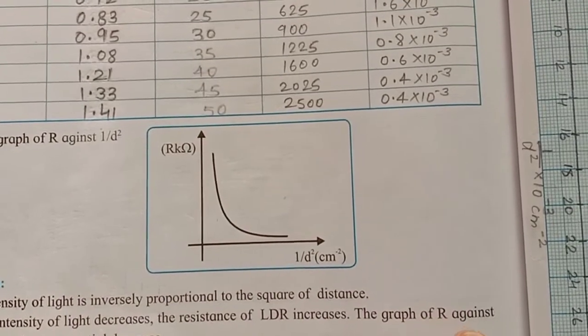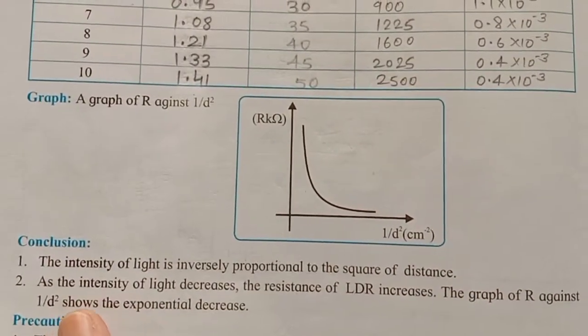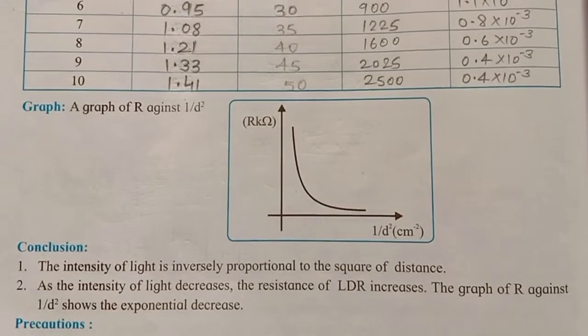The graph of R against 1 upon d square shows the exponential decrease.